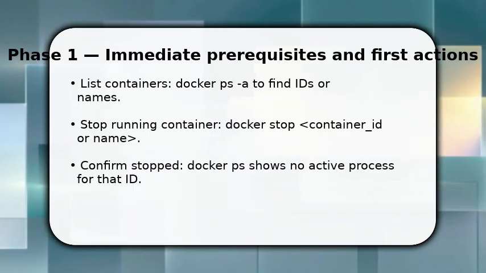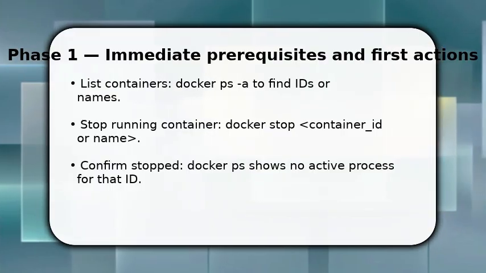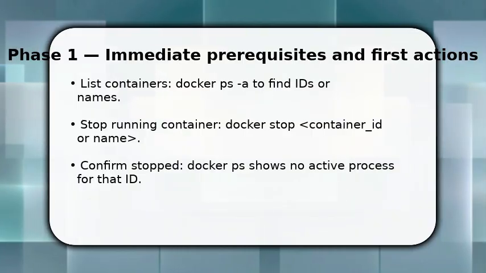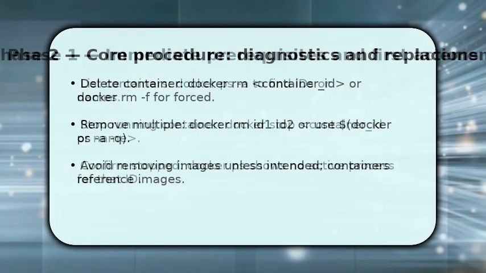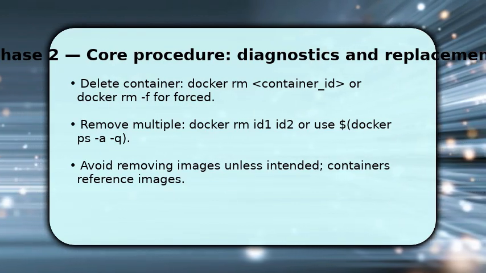Do that now. Stopping ensures file systems and processes are clean. If stop takes time, make sure no dependent services are running, and note the container ID for the next step. Once the container is stopped, remove it with docker rm followed by the ID or name.